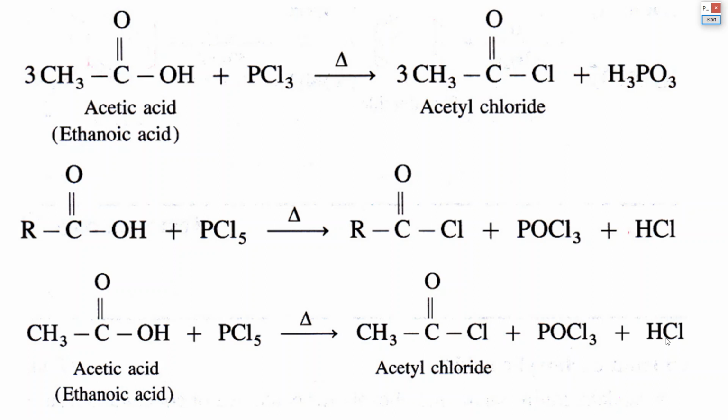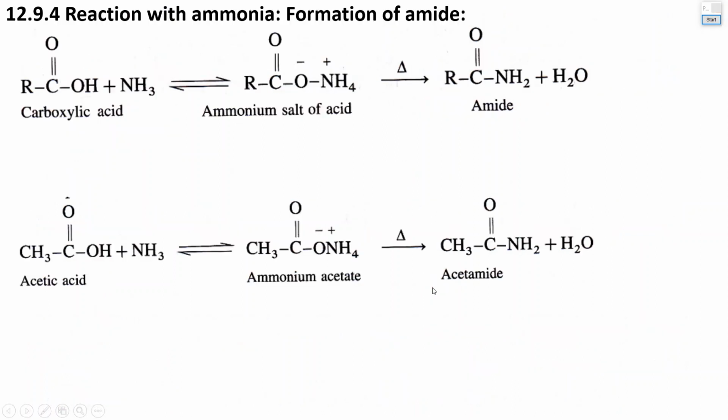oxychloride, and hydrogen chloride. And the explanation of this reaction: when acetic acid is heated with phosphorus trichloride, it will form acetyl chloride and phosphorus acid. Then after the discussion of thionyl chloride, PCl3, PCl5 reactions, now we will discuss the next important point, that is reaction with ammonia, that is NH3, formation of amide, very simple reaction.